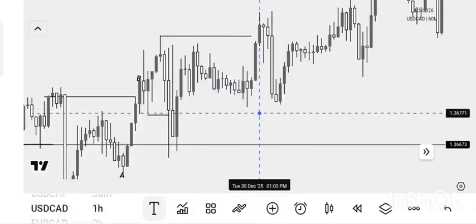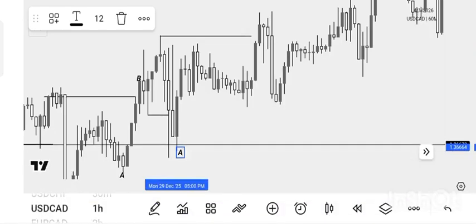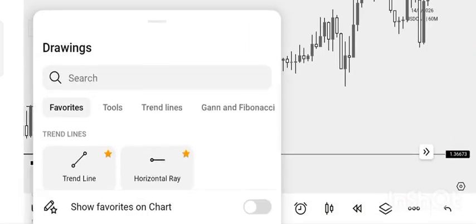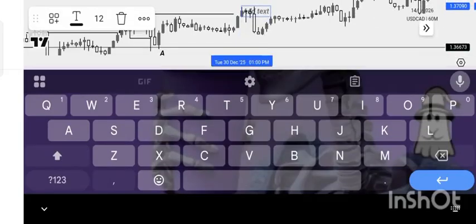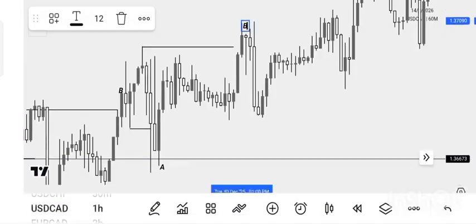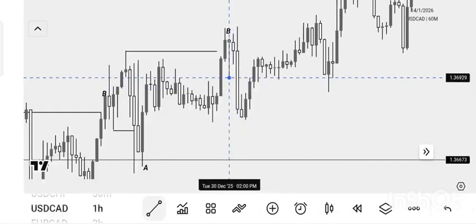This point is our A. I'm just showing you how I trade. Are you getting what I'm saying? It's our A. This high is our B. The low after the breakout is your C. This low, that's your C.